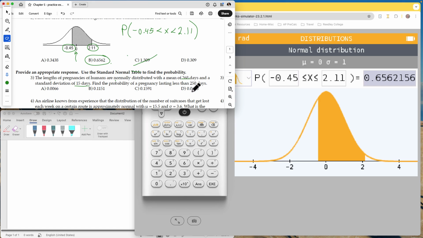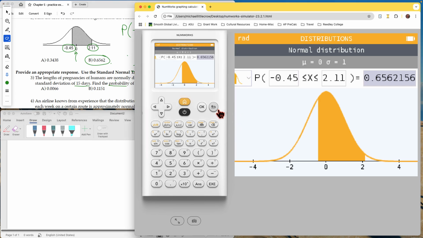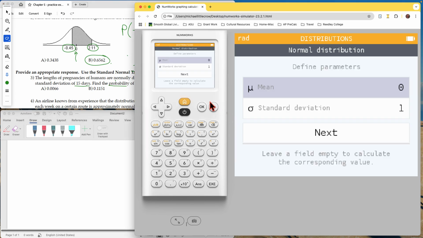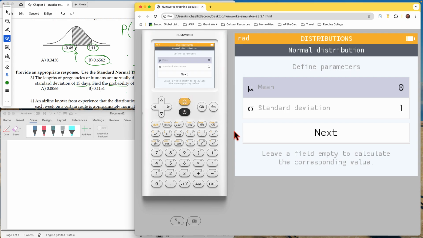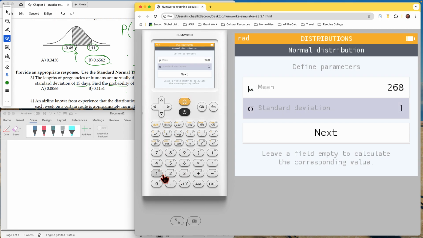Notice we are not working with the standard normal anymore. We have a mean different than 0 and a standard deviation different than 1, but we can go forward. Find the probability of a pregnancy lasting less than 250 days. Remember, probabilities are always numbers between 0 and 1, which is why they're decimals. First we have to change our mean and standard deviation: the mean is 268 and the standard deviation is 15.